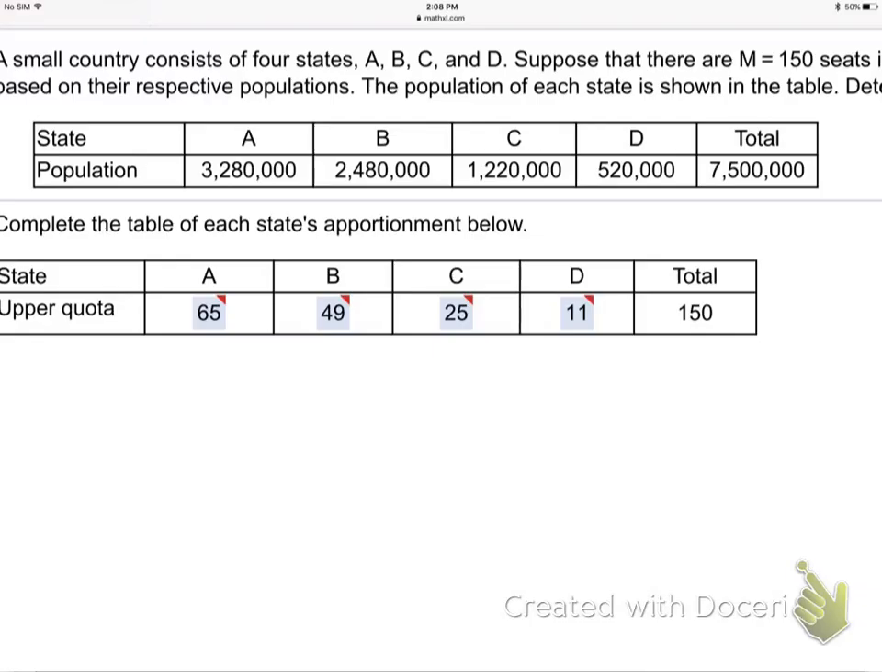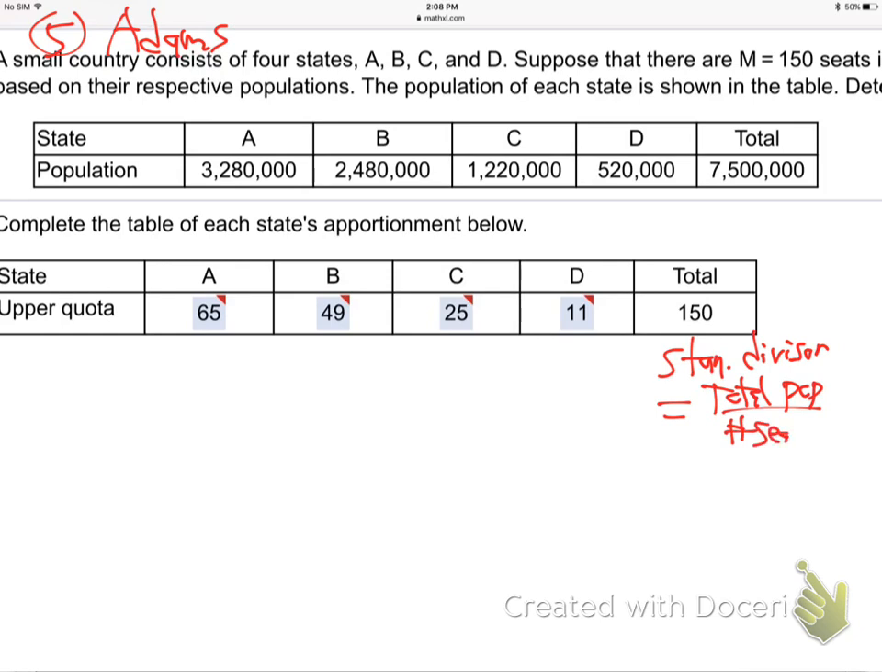Okay, so Adams. This is number 5, which is Adams' method. All right, after this, we only have one method left. This is basically the chapter. And it's just practice after that. Okay, so first off, we have to find the standard divisor. We always start by finding the standard divisor. What's the standard divisor? Total population over number of seats, right? Like it always is. Total population, 7,500,000 over, what's the number of seats? 150.